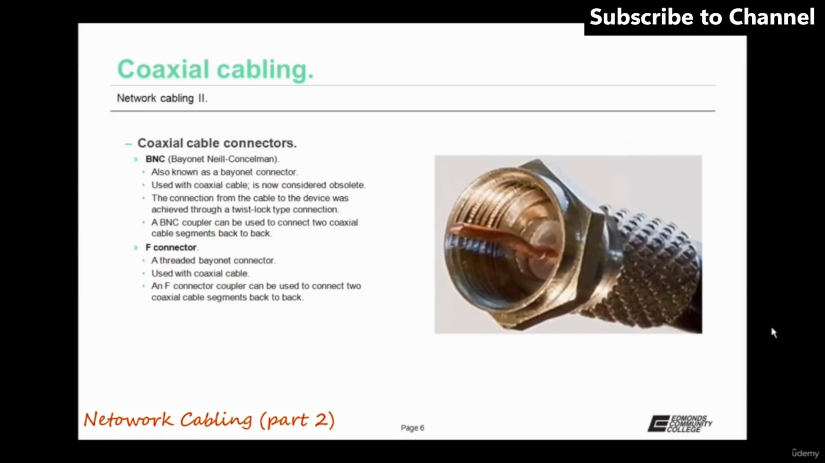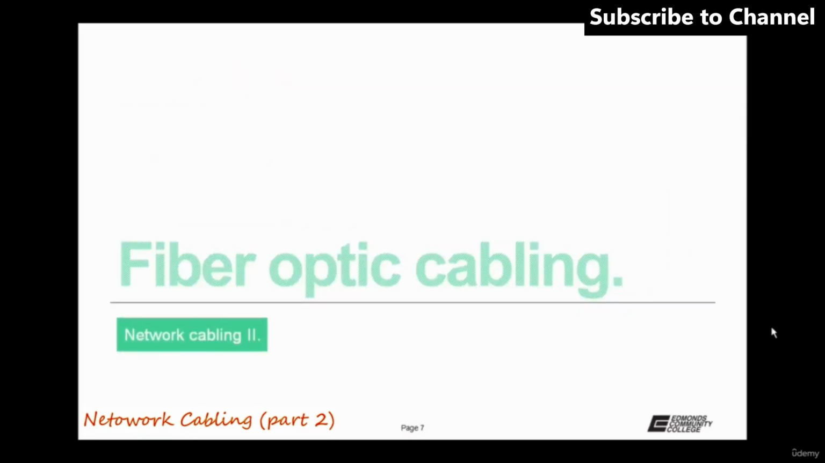Much more common is the F connector. It's a threaded bayonet connector, and it's also used with coax cable. An F connector coupler can be used to connect two coax cable segments back to back. Now let's move on to fiber optic cabling.